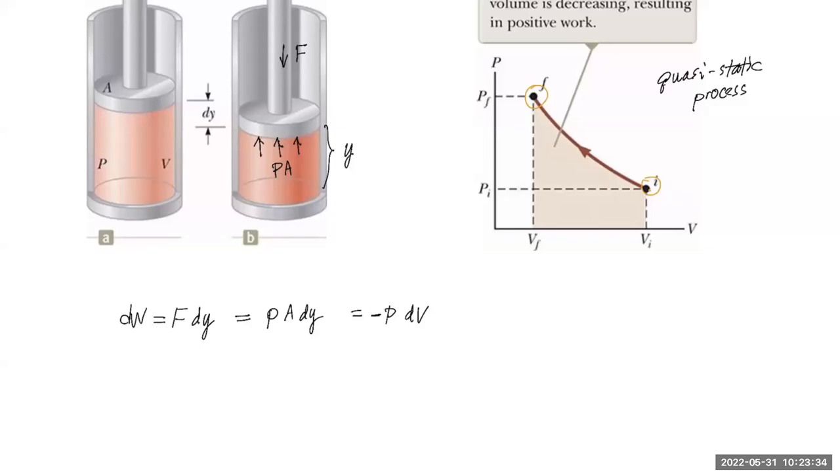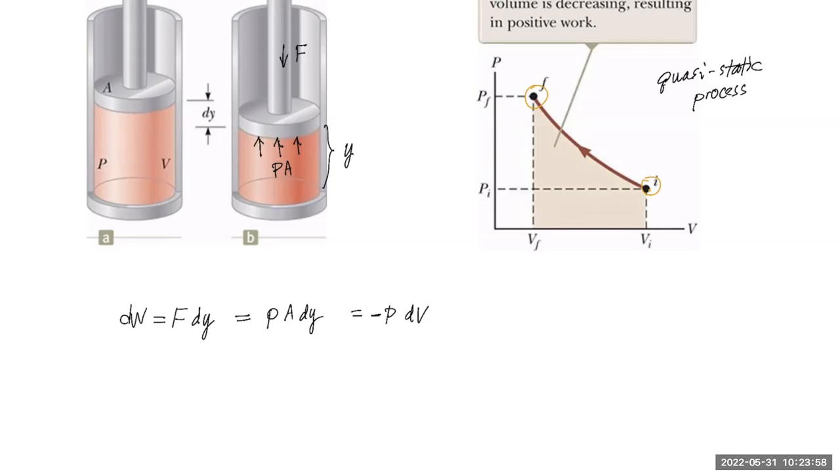But while dV is negative, the work done, dW, on the gas is positive, right? So dW is positive, and dV is negative. The way to balance that is to attach a negative sign in front of P dV. So both sides, in this case, are positive. This is the work done by the cylinder as it pushes down by distance dy.